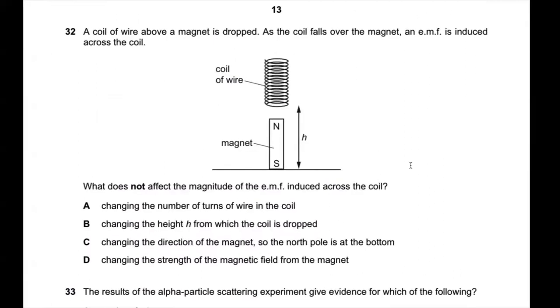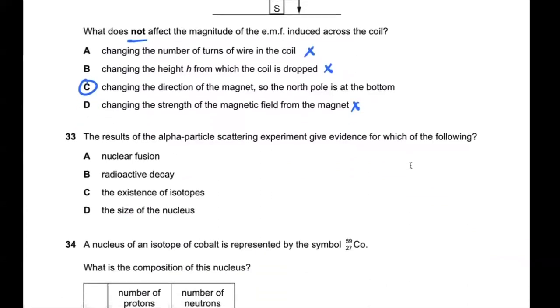32, a coil of wire above a magnet is dropped. As the coil falls over a magnet, an EMF is induced across the coil. What does not affect the magnitude of the EMF induced across the coil? Changing the number of turns would affect the magnitude of EMF induced, because more turns would also mean that you have a greater EMF induced, right? More field lines would be cut by the coil. Changing the height would again affect the velocity, and that would affect how fast it cuts those turns. Changing the direction of the magnet just changes the direction of the induced EMF. Changing the strength of the magnetic field would also affect the magnitude of EMF.